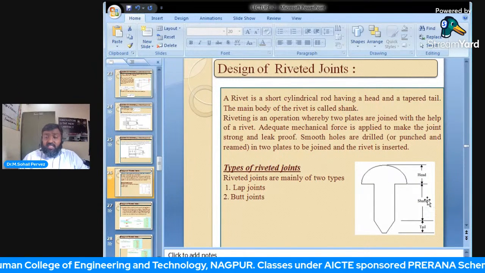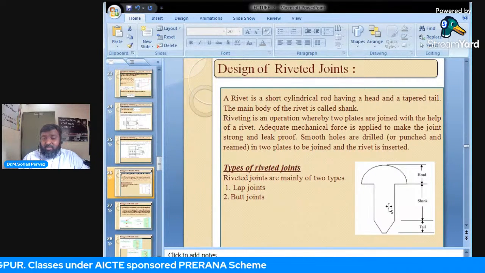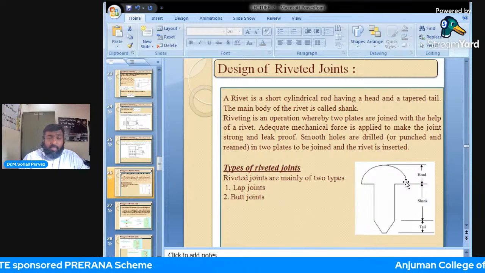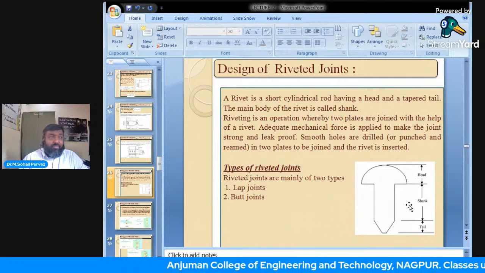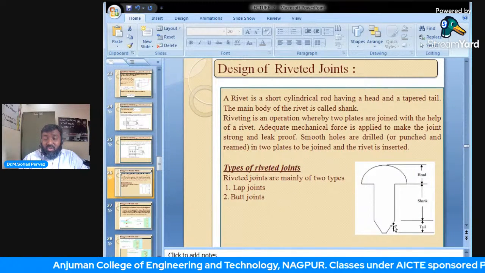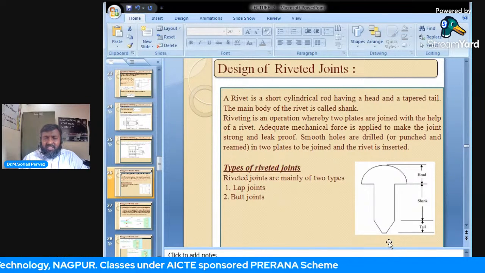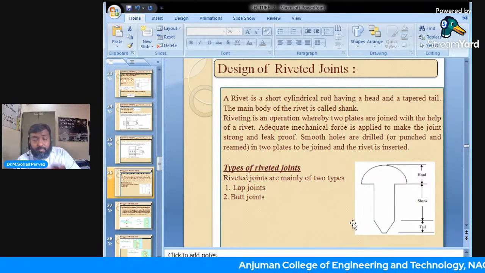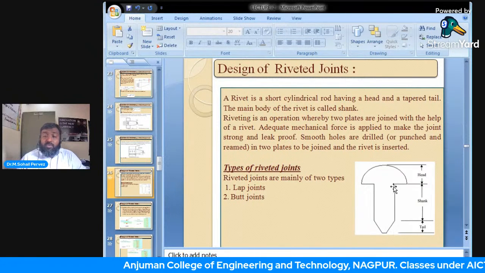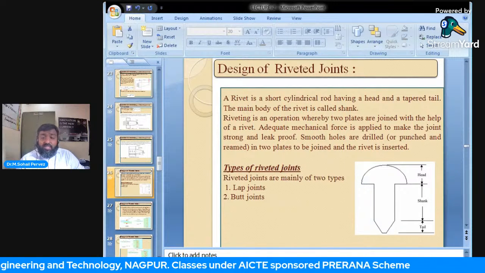Now see, this is the generalized structure of any rivet. It has a shank portion with a head, a hemispherical head. This head is also of different shapes depending upon the requirement. Then this is the shank portion, the solid portion, and this is the tail portion. The tail portion is kept for easy insertion in plates and sheet metal, and then it will be banged from the top so that it will flatten up and the joint will be made. Rivet joints are mainly of two types: lap joint and butt joint.